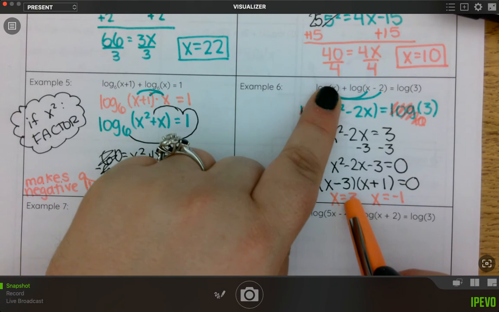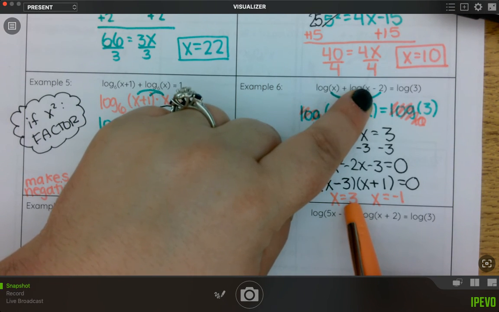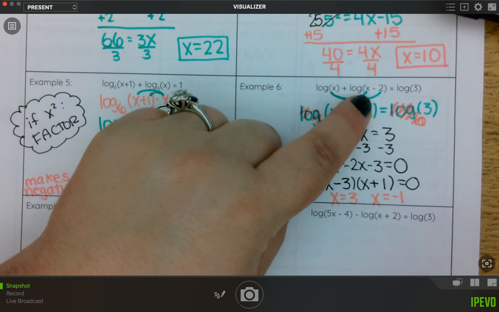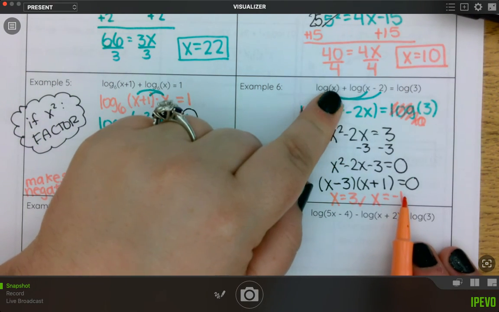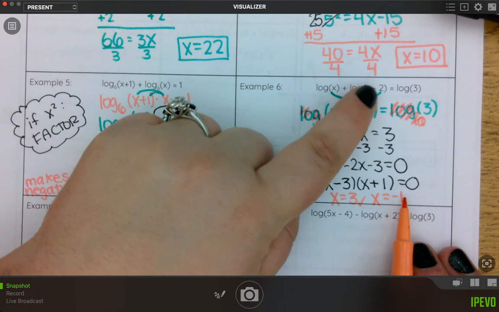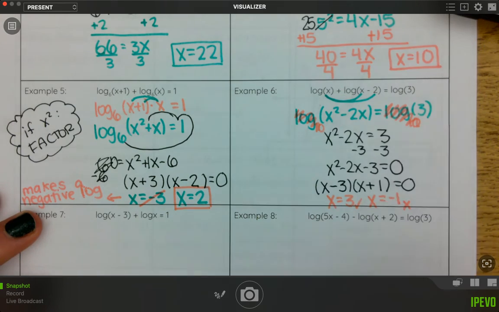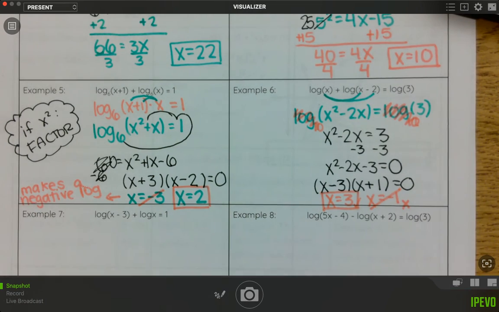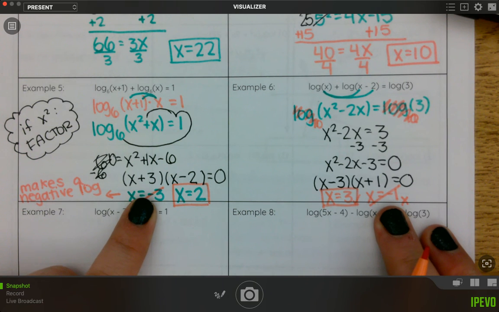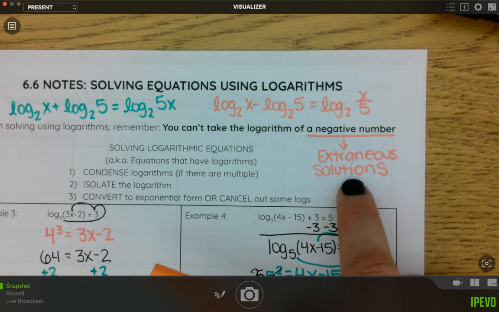So I can do the log of 3. That's fine. 3 minus 2 is 1. I can do the log of 1. That one's perfectly fine. I cannot do the log of negative 1 or the log of negative 1 minus 2. So this one does not work. These are extraneous solutions because you are not allowed to take the log of a negative number.